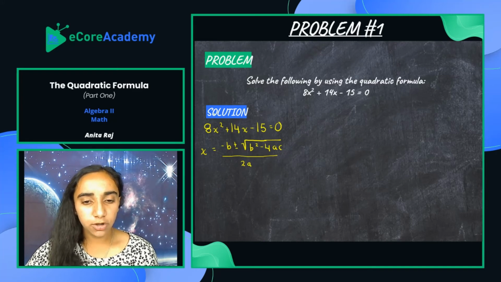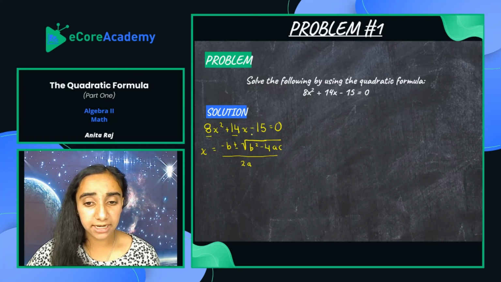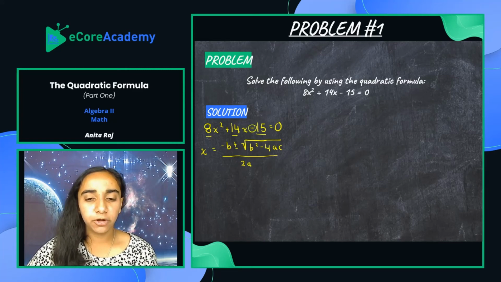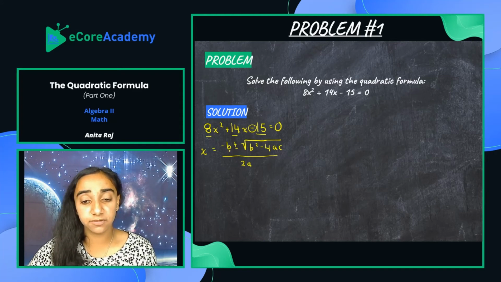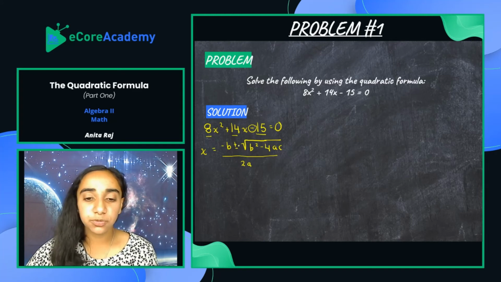So now we know that our a value is 8, we know our b value is 14, and we know our c value is negative 15. Pay attention to this negative sign right here. And what we're going to be doing is plugging our a value wherever a is in the quadratic formula, our b value wherever b is in the formula, and our c value wherever c is in the quadratic formula. So we're going to be writing that out.